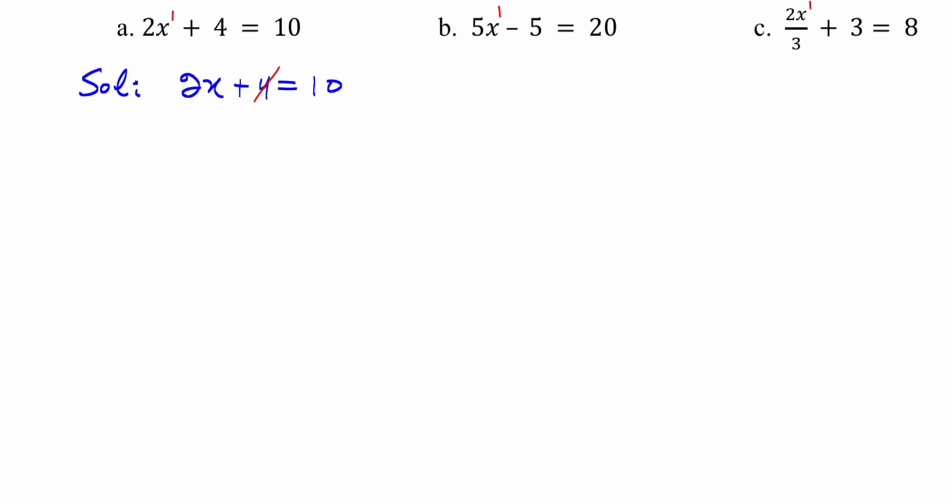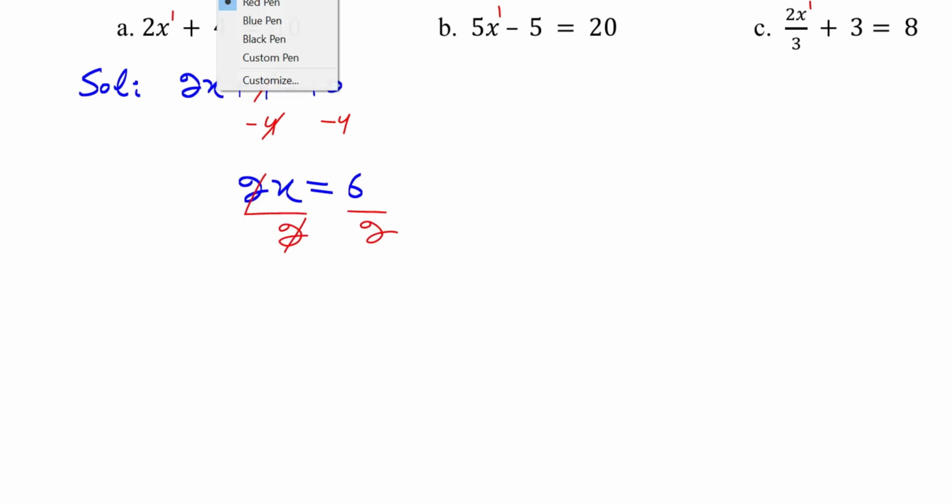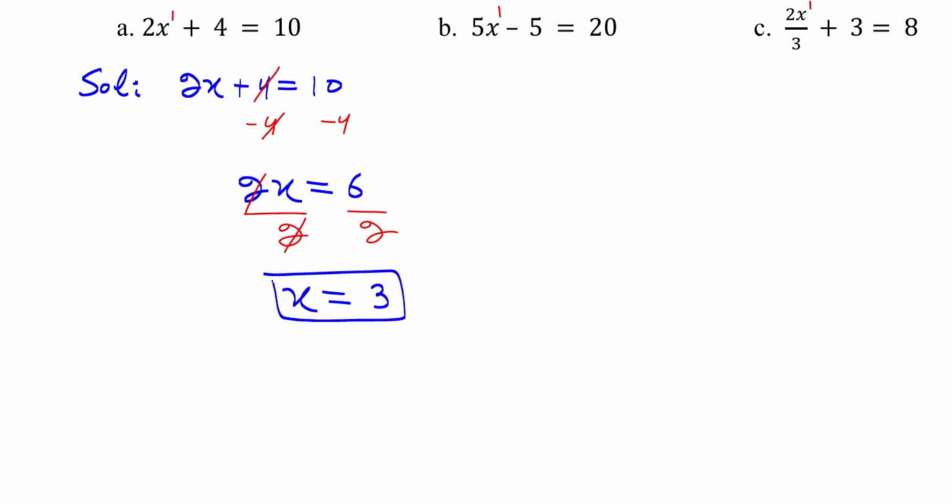Now to remove 4, you will subtract 4 from both sides. Why am I subtracting? Why am I not adding? Because here it's already an addition, so you will use the opposite operation. So 4 cancels from the left hand side. You will get 2x equals 10 take away 4, which is 6. Next, you will divide both sides by 2. So 2 cancels from the left hand side, and you will get x. And when you divide 6 by 2, you will get 3. And here you can see the answer is 3.